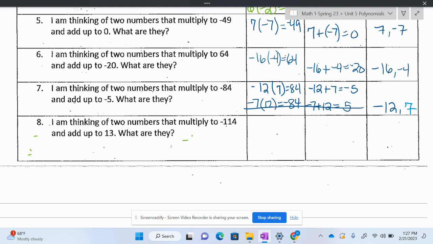Use your calculator. Two numbers that you can multiply together to get negative 114, but just put the positive number in your calculator, 114, and it adds up to 13. So you're putting 114 in your calculator, right? So we're looking for the product. You're doing y equals 114 divided by x. That's what you're doing. And then I want you to go to your table, second graph.